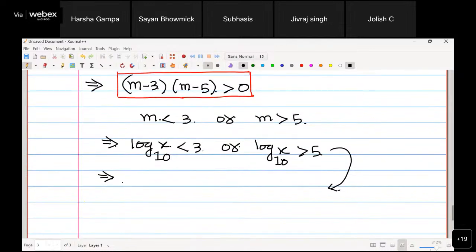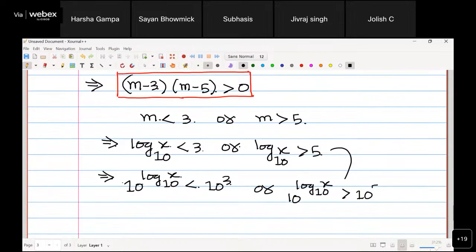We can convert it into exponential form. So from here, if I take 10 power of both sides, then what I will get? 10 to the power 5 is equal to x, and 10 to the power 3 is equal to... Let me write it. So this is basically 10 power 3, right? Or 10 to the power of log 10x, which is greater than 10 to the power 5. And I know this is nothing but x, right?